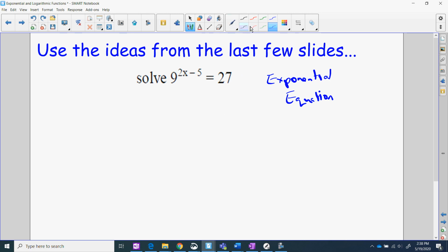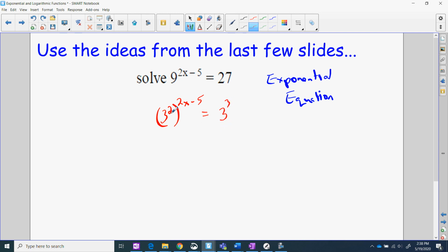Well, the way I try and solve exponential equations is to try and get everything to be the same base on both sides of the equation. Look at this one, you've got a 9 and a 27. 9 and 27 are both powers of 3. Change the 9 to 3 squared. Leave your exponent as it is. Change the right to 3 cubed.